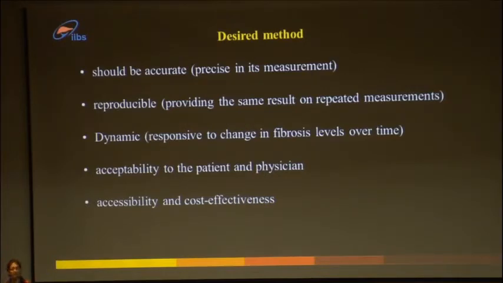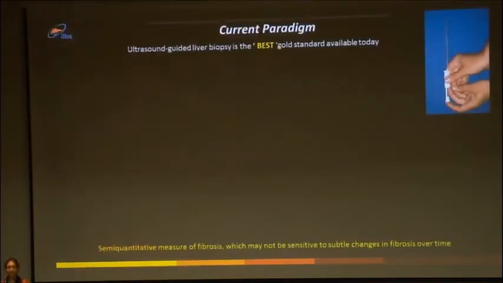It should be, of course, acceptable to the patient and the physician. And biopsy, we know, is not a very acceptable method, and I'll show you how. The accessibility and cost effectiveness, of course, are important if we are to take this to a surveillance or to a screening program level. So what is the current paradigm?